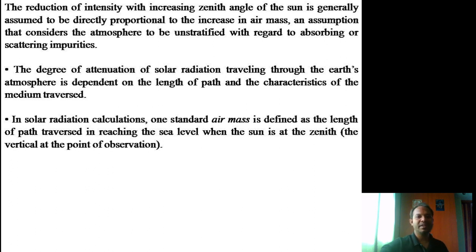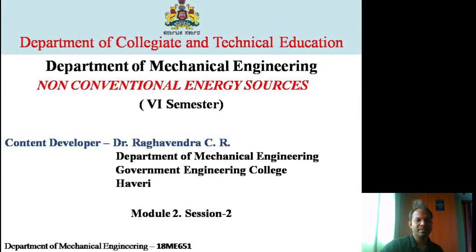The degree of attenuation of solar radiation traveling through the Earth's atmosphere is dependent on the length of the path and characteristics of the medium traversed. In solar radiation calculations, one standard air mass is defined as the length of path traversed in reaching sea level when the sun is at the zenith, the vertical at the point of observation. That is all about these different angles. In the next class, we shall discuss a few more.